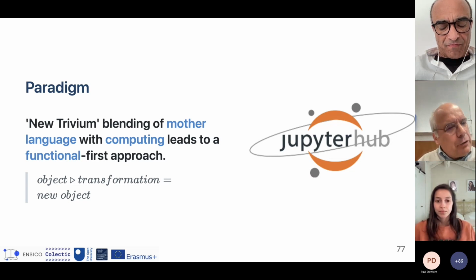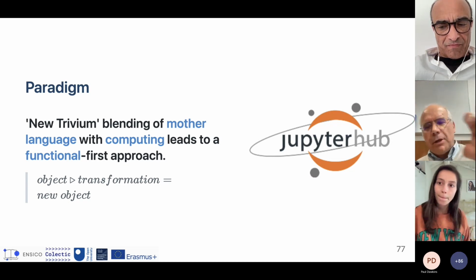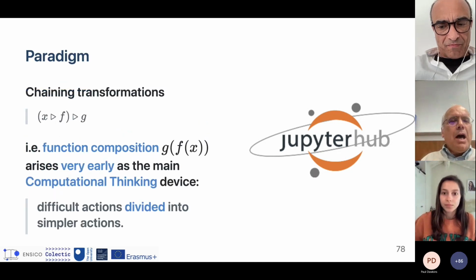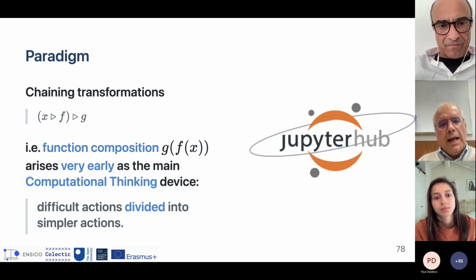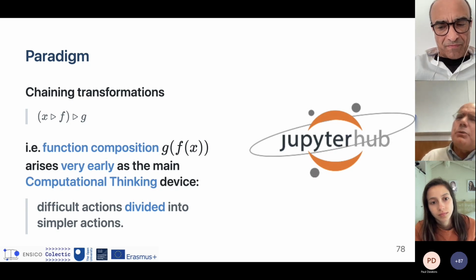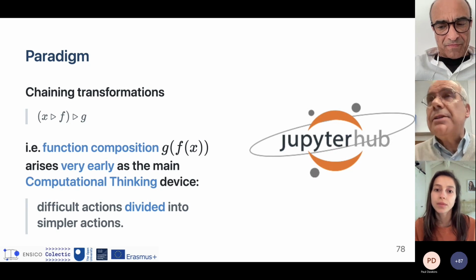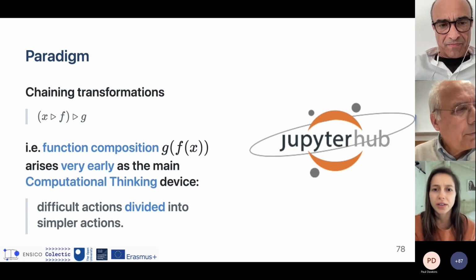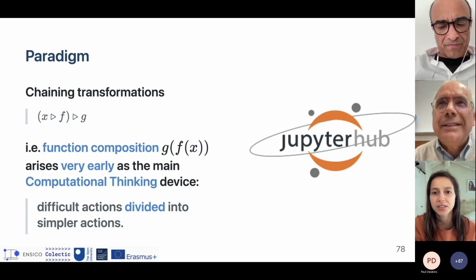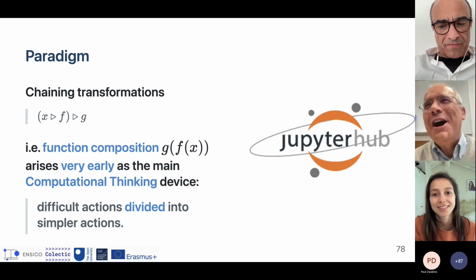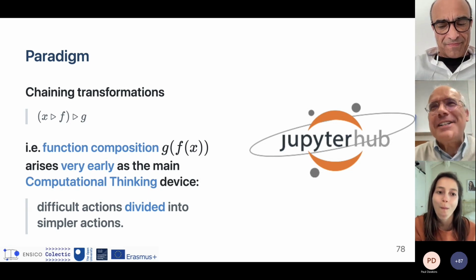So there is this game: you have an object, you have a transformation, you have a new object that you pass on to another transformation, and so on. Of course, chaining these transformations is nothing but functional composition. And it's interesting because it arises very early in our way of teaching computing, so much so that function composition is studied in year 7, I think, or 8, when the students reach those classes in maths. In Portugal, it's only in 10th grade, in secondary education, when they are 15 or 16. Our little girls and boys are studying this so early.